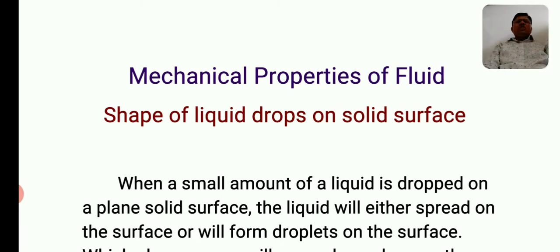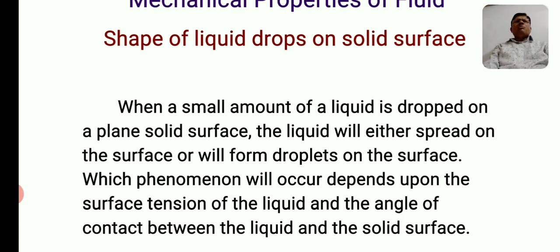Today we are going to see about the shape of a liquid drop on a solid surface in the chapter Mechanical Properties of Fluids. So see our article: shape of liquid drops on solid surface. When a small amount of a liquid is dropped on a plain solid surface, the liquid will either spread on the surface or will form droplets on the surface. Which phenomenon will occur depends upon the surface tension of the liquid and the angle of contact between the liquid and the solid surface.